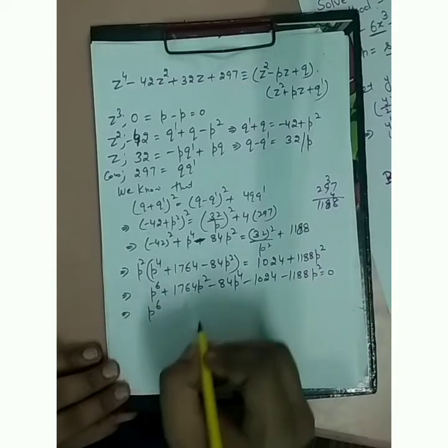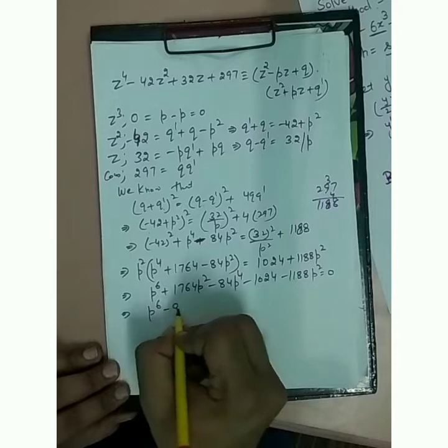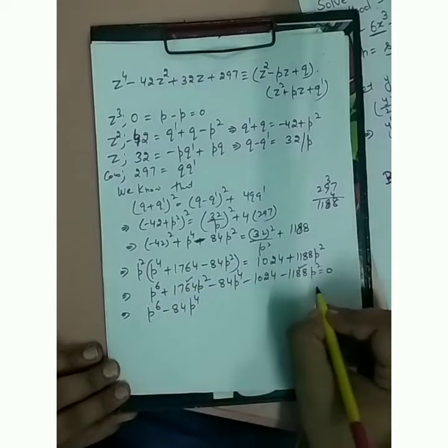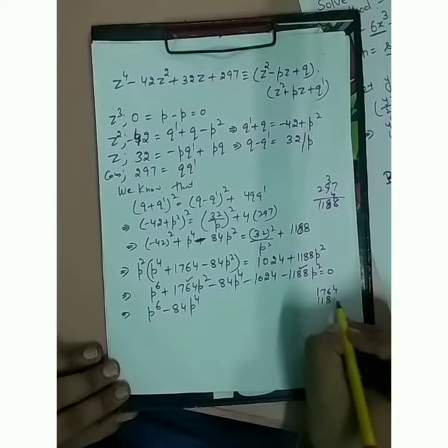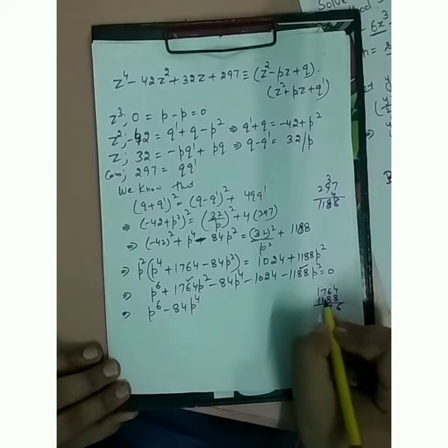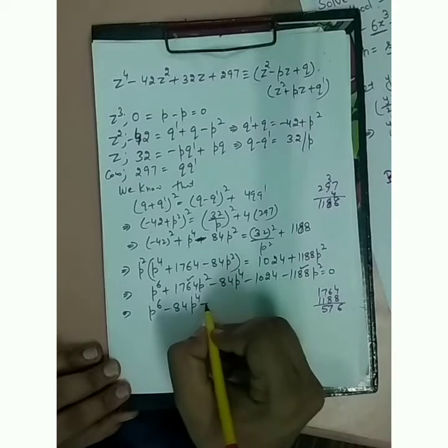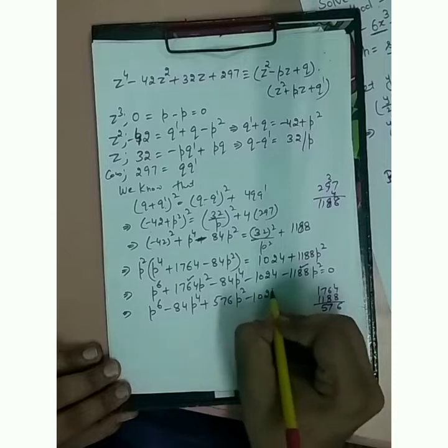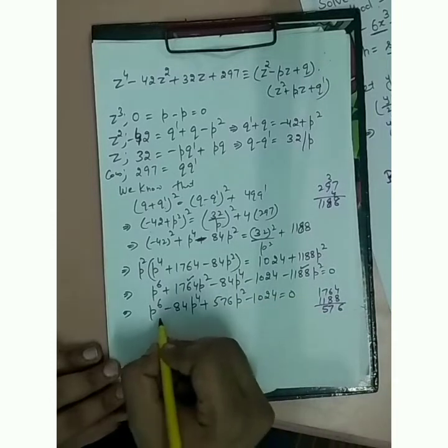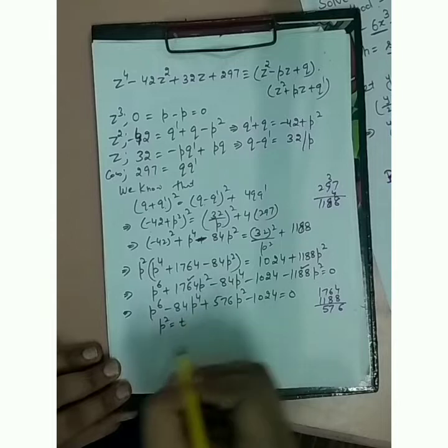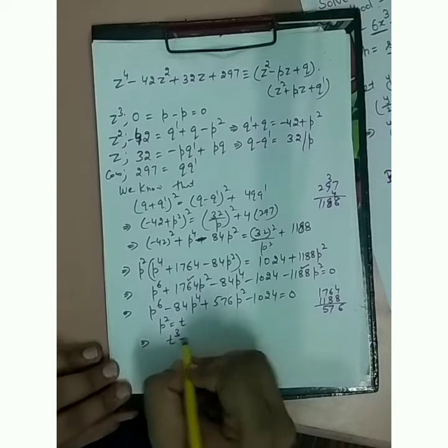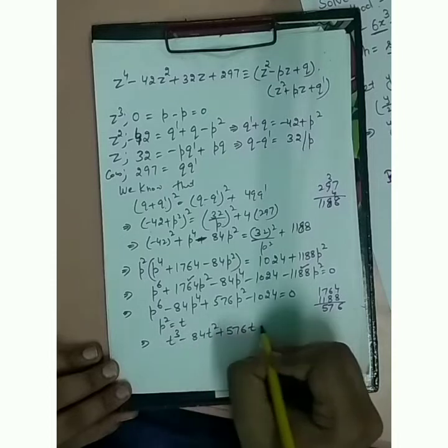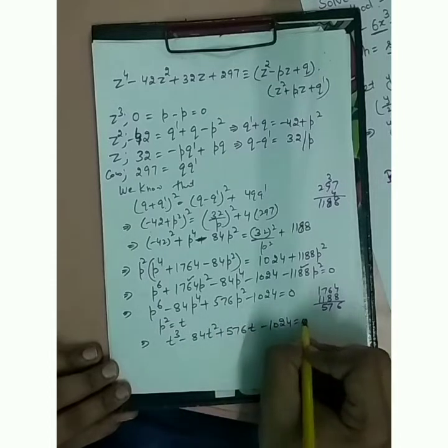That means p⁶ − 84p⁴ + (1764 − 1188), that is 576p², − 1024 is equal to 0. Here put p² equal to t. This implies t³ − 84t² + 576t − 1024 is equal to 0.